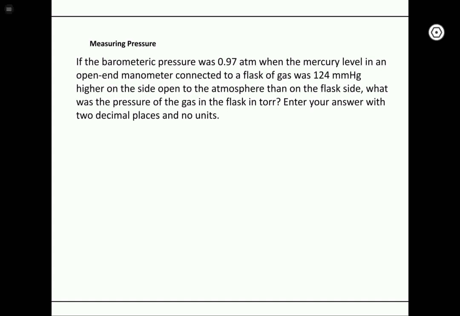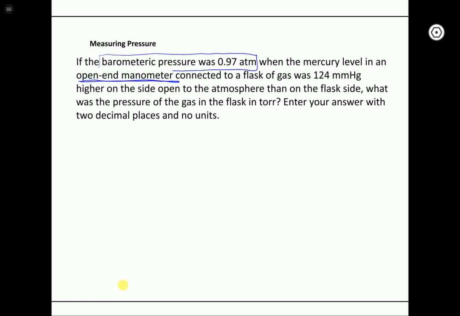So if we look at the problem, the first thing we're going to look at is what is the type of manometer we're using. So in an open-end manometer, we're measuring our gas pressure relative to atmospheric pressure, and that means we need to know what the atmospheric pressure is. And when we're reading the information in these problems, barometric pressure is atmospheric pressure. Those two things are synonymous. We use barometers to measure atmospheric pressure.